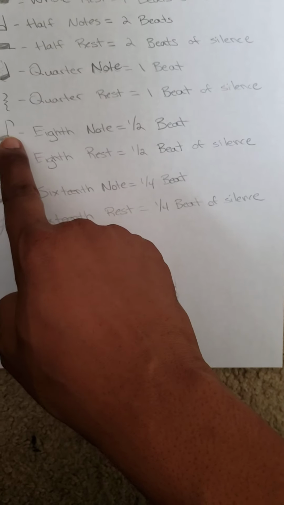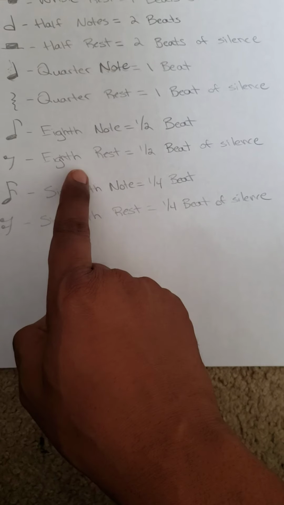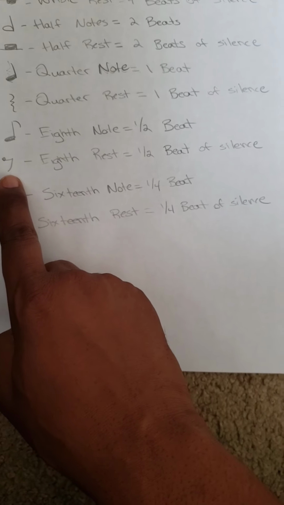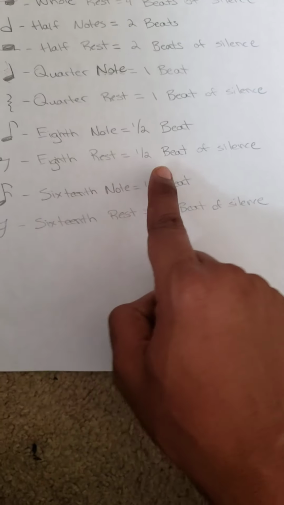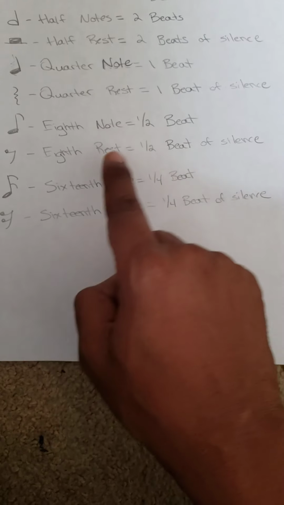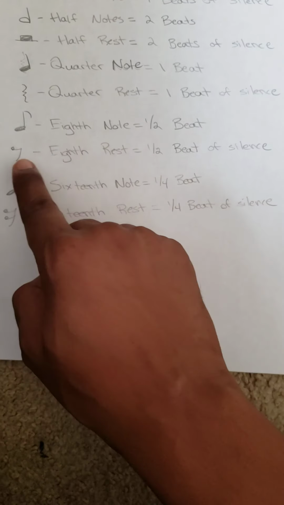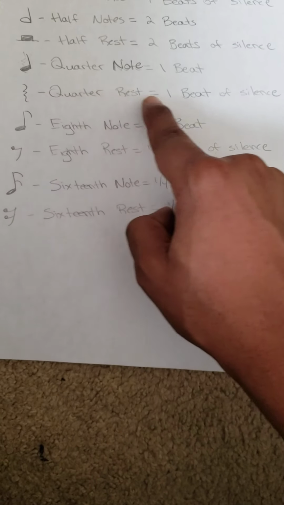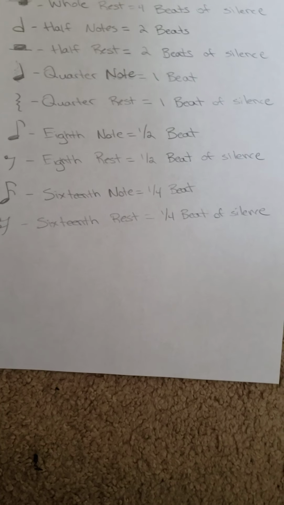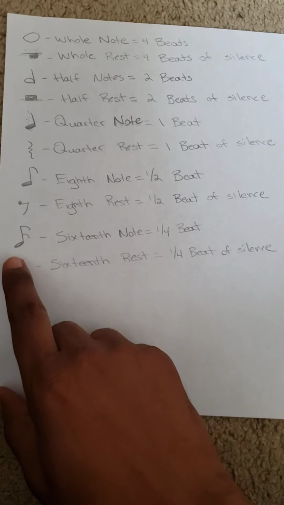And just like you need 2 eighth notes to make 1 quarter note, you also have the eighth rest, which kind of looks like a fancy number 7. The eighth rest, 1/2 a beat of silence. And you need 2 of them. Since this is 1/2, you need 2 of these to make 1 full quarter rest. You'll see that in just a second when I show you the rest pyramid.